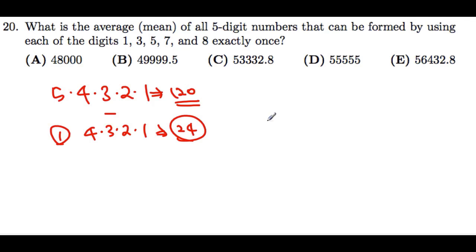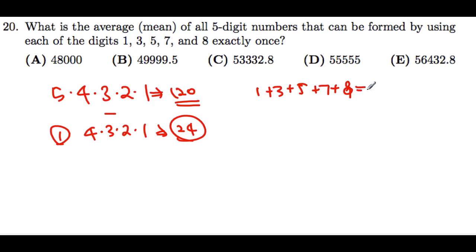Now, since they're equally distributed and equally likely to come out, instead of finding the average of those 120 numbers, we're just going to assume that 1 will come to the first digit 24 times, but equally as likely as 3, and then 5 and 7 and 8. Same thing for the second digit. So what we're going to do is simply get the average of each digit and add them up. So what is the average of these 5 numbers? 1, 3, 5, 7, 8.